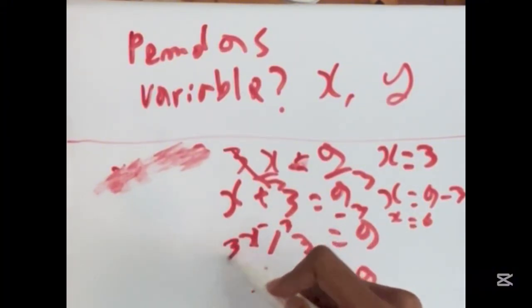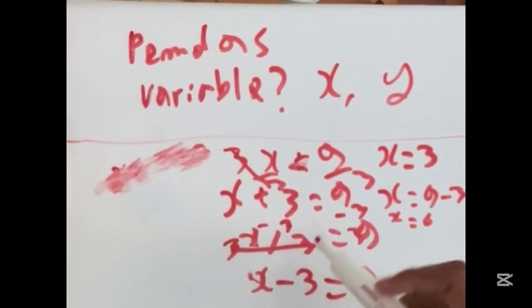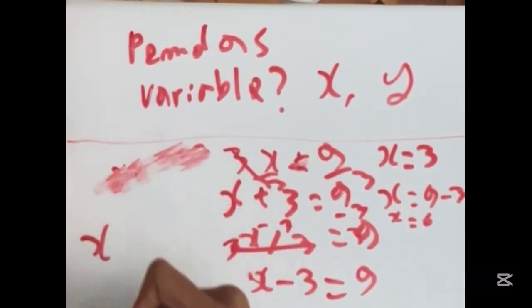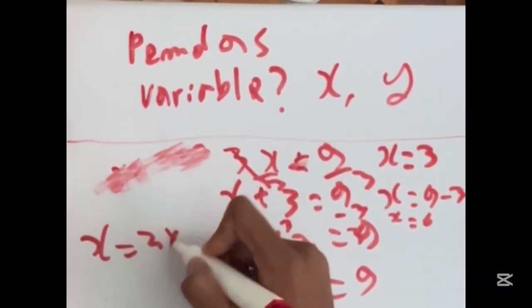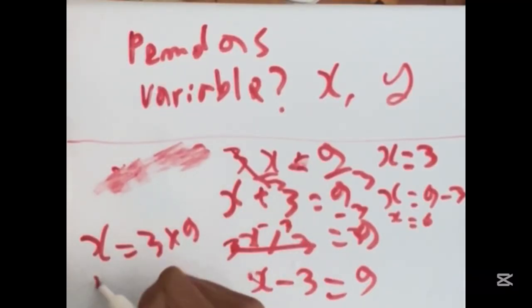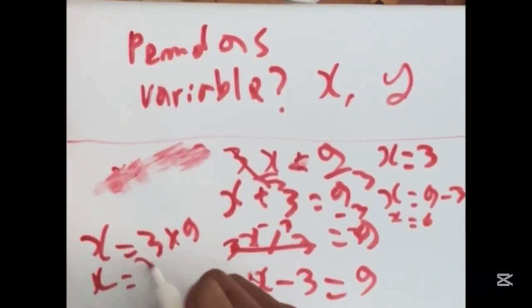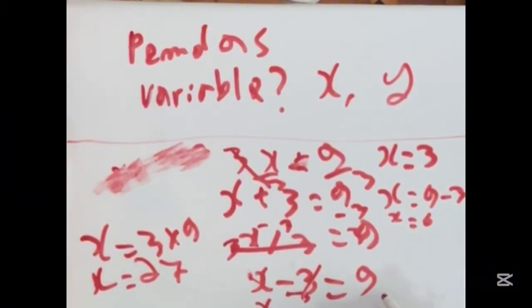The 3s cancel out, and you're left with x equals 3 times 9, which is 27. Yeah, 27. Then the same thing for the last one. For x minus 3, you add 3 to both sides. The minus 3 cancels out, and the plus 3 on the other side gives us 12, right? So this is the basics.